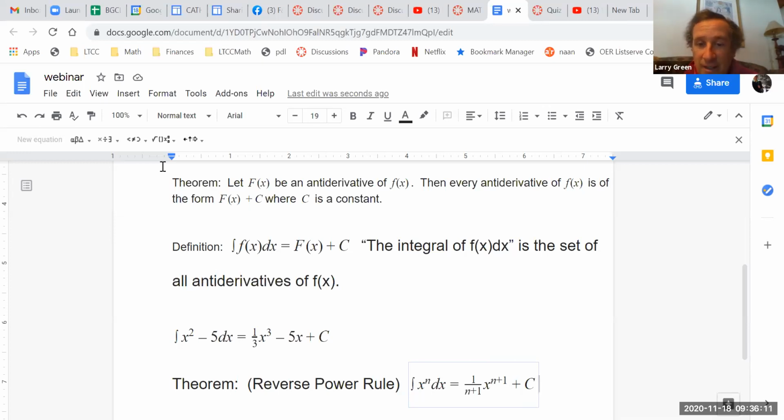Now, does that work for every n? Like, if I plugged in 2, it worked, right? We got x cubed over 3, or 1/3 x cubed. If I plug in 8, does it work? Yeah. Okay. It works for, you were close, it's not 1, it works fine. The integral of x to the 1 is x to the 2 over 2. The integral of x to the 0 is x to the 1 over 1. That works just fine. But it does not work for n equal to -1. So the rule is for n not equal to -1.